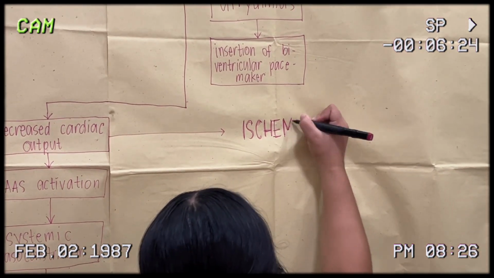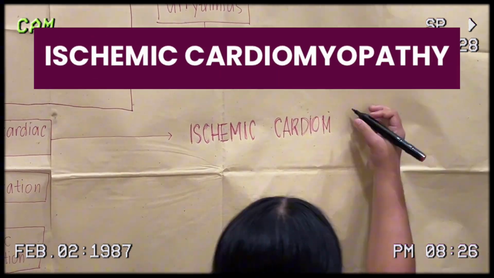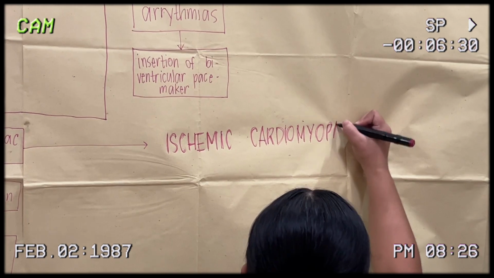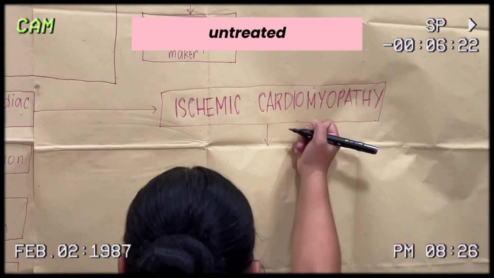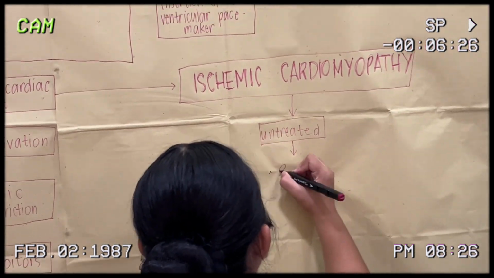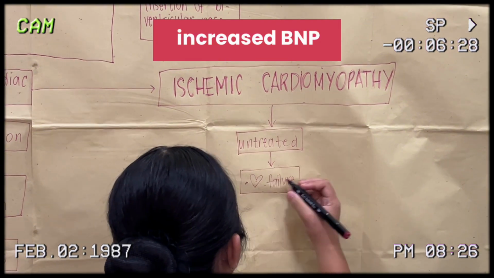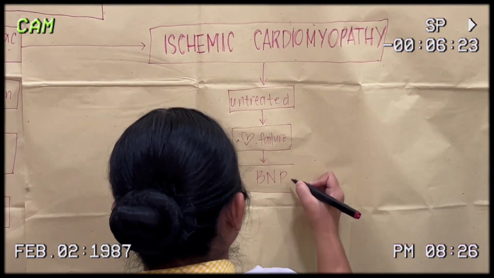Chronic decreased cardiac output from impaired myocardial function contributes to ischemic cardiomyopathy, a condition that results from chronically reduced blood flow to the heart muscle or the myocardium, and, if left untreated, progresses into heart failure. In response to heart failure, the body releases B-type natriuretic peptide or the BNP as a marker of increased ventricular stretch and fluid retention with elevated levels indicating worsening heart failure.